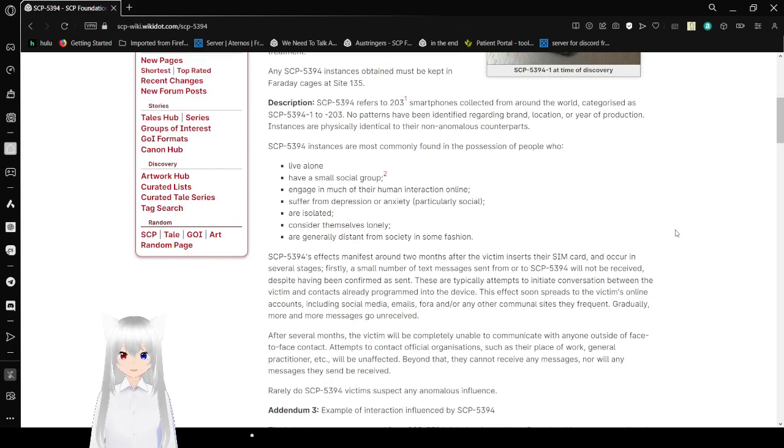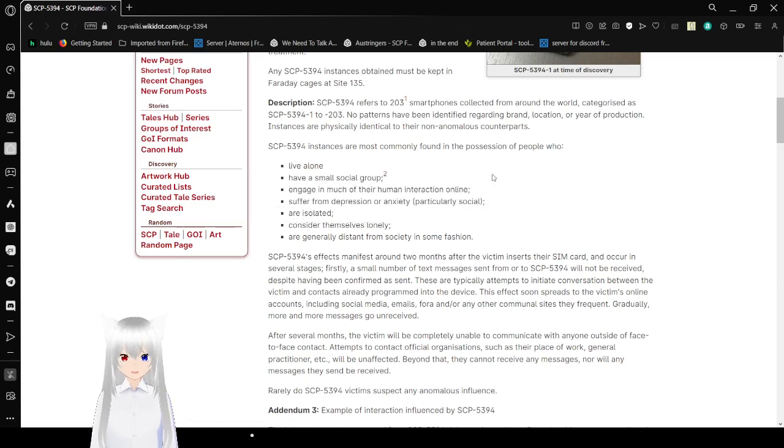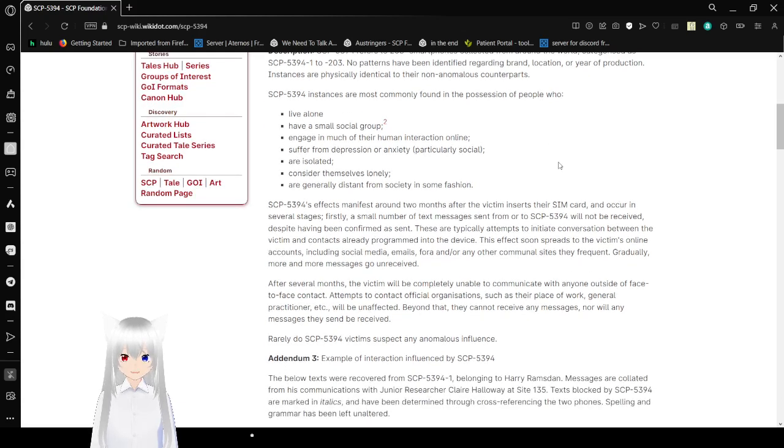SCP-5394 instances are most commonly found in possession of people who live alone, have a small social group. Multiple instances of SCP-5394 have been discovered amongst the same social group, engage in much of their human interaction online. Suffer from depression or anxiety, particularly social. Are isolated. Consider themselves lonely. Frickin' heck, this is so me. Are generally distant from society in some fashion. Oh, crap.